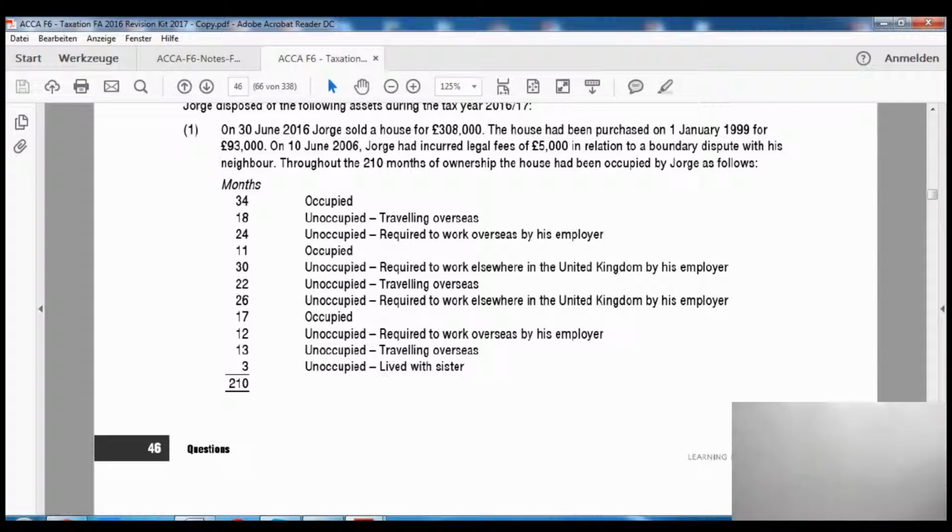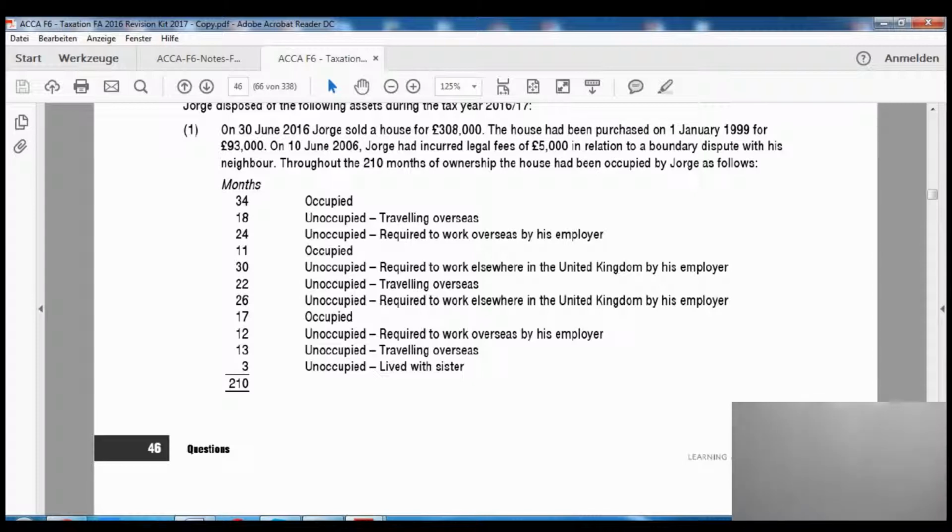And after that, it says 30 months unoccupied, required to work elsewhere in the United Kingdom by his employer. So if you are required to work from London to Edinburgh or somewhere within the country, then you are allowed up to 4 years. He has already had 30 months for employer purposes within the country. So he is still allowed how many? 48 months total, so he's still allowed 18 months.